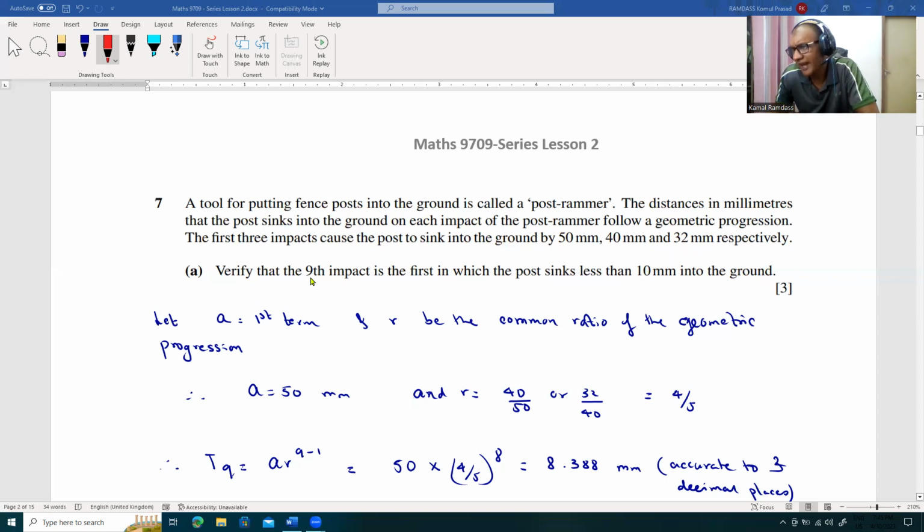You verify that the ninth impact, la neuvième impact, is the first in which the post sinks less than 10 mm. Ça veut dire, immédiatement, il y a deux choses que je dois faire. Je dois trouver le neuvième impact, combien il est enfoncé, et aussi le huitième impact. Il faut que le huitième impact soit plus que 10 mm, parce que le neuvième impact est moins que 10 mm. It is the first in which the post sinks less than 10 mm.